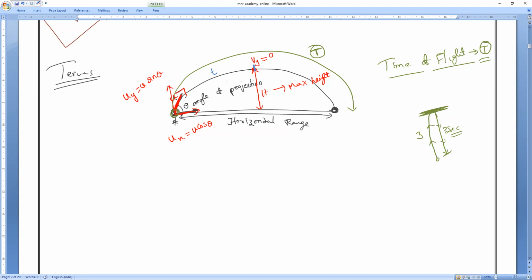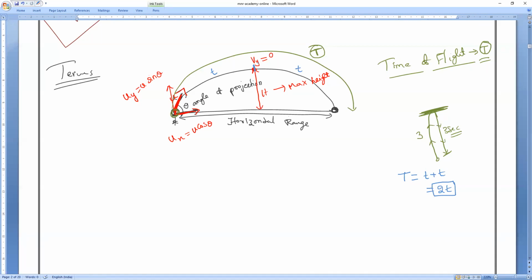And from maximum height to the ground, how much time will it take? It will also be T, meaning capital T. Time of flight is equal to what? T plus T, which is equal to how much? 2T. Can you remember that, brothers? Understood? Yes, sir. Okay.